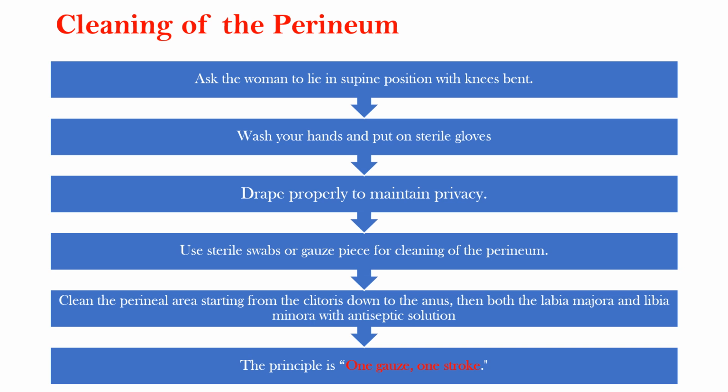For cleaning the perineum, start from the clitoris down to the anus, from top to bottom. One gauze should be used only once. Once you have used it, you need to discard it. Same with the labia majora right and left, and labia minora right and left. So a total of 5 times. But if you feel that the perineum needs to be cleaned a little more, then you can do it more. As I said, the principle is one gauze piece, one stroke.